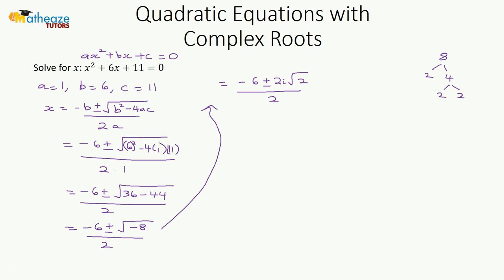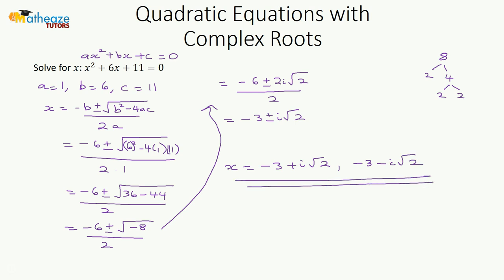over 2, which is going to be, we can divide each term by 2, so we have negative 3 plus or minus i square root of 2. So x is going to be equal to negative 3 plus i square root of 2 and negative 3 minus i square root of 2. So these are the roots of that quadratic equation.